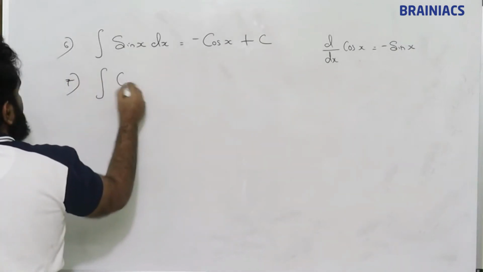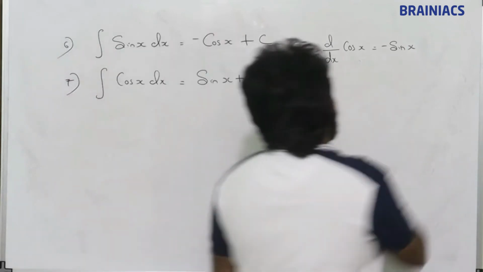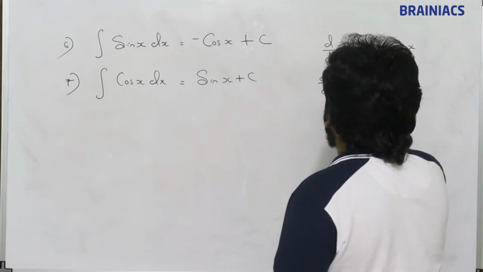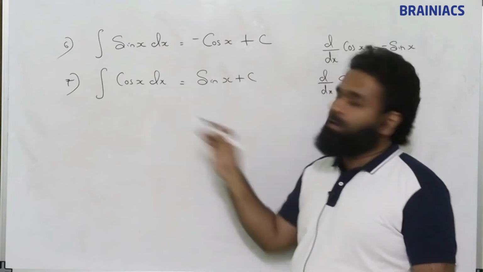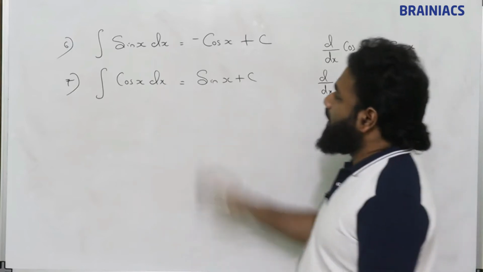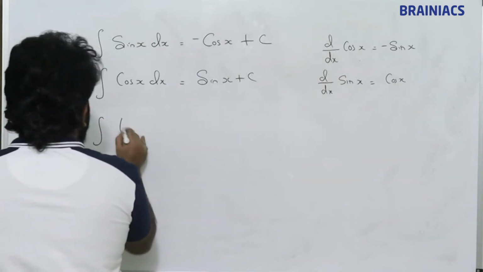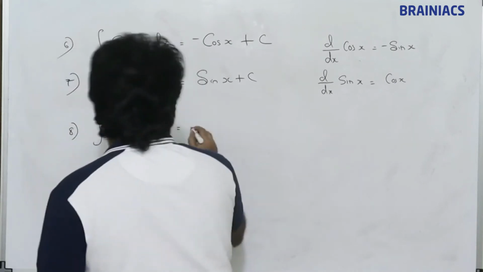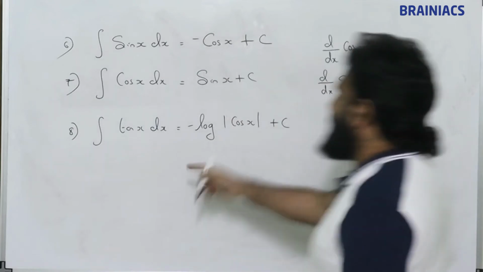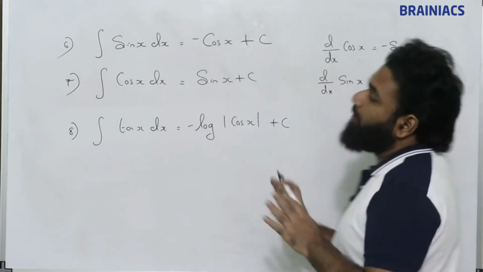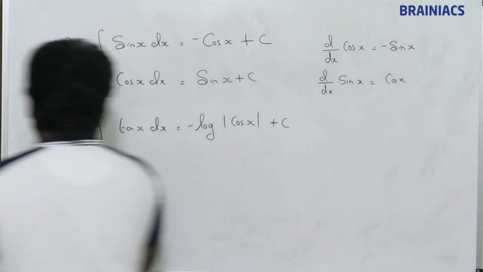Then integration of cos x dx is nothing but sin x plus c. Remember, d by dx of sin x gave cos x. Everywhere we cannot do it this comfortably, but in certain places this will give us comfortable results. Now we will see other formulas. Integral of tan x dx is equal to minus log cos x plus c. How does this formula come? All these derivations are in plus 2 mathematics. We just need the formulas now in physics.